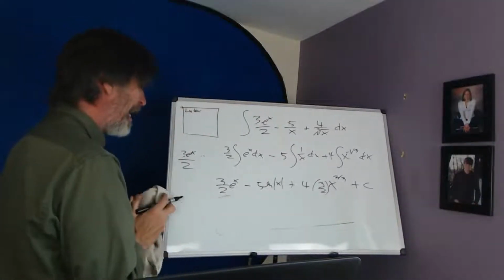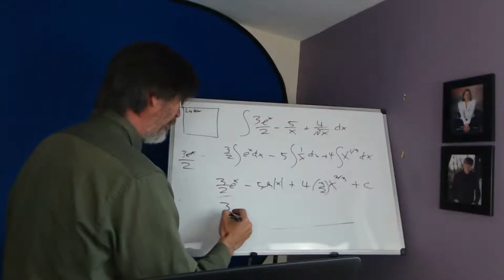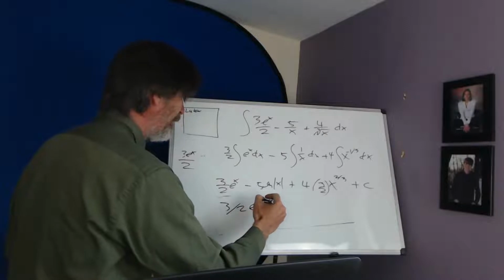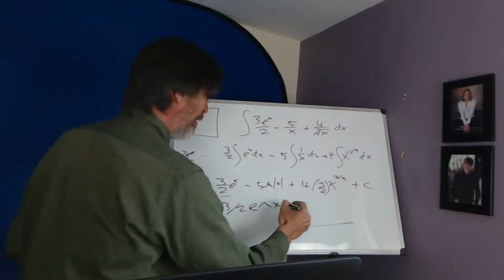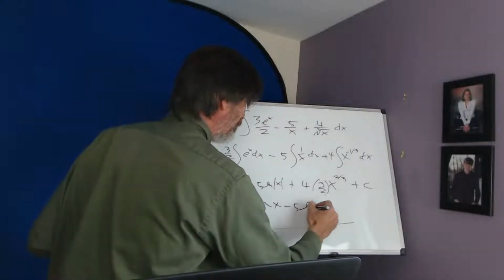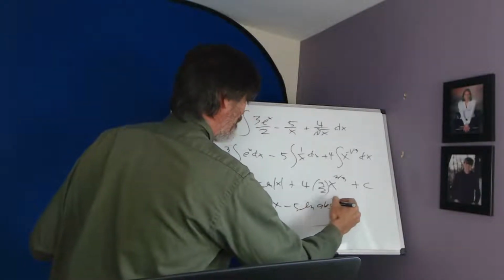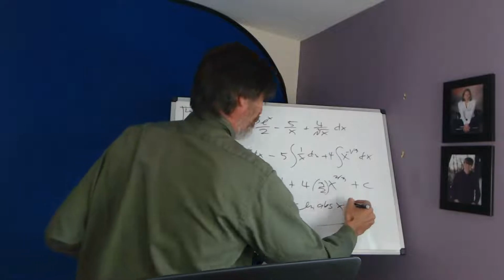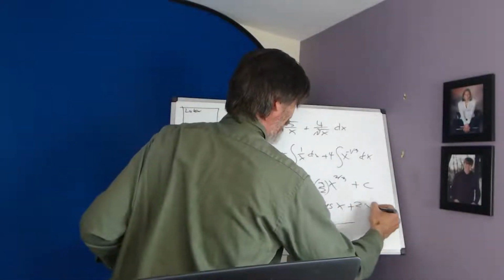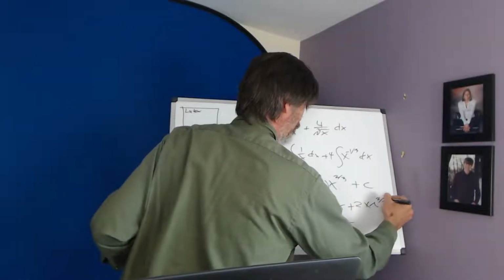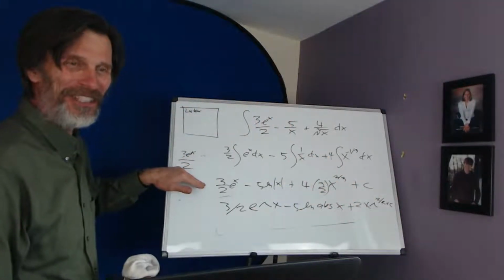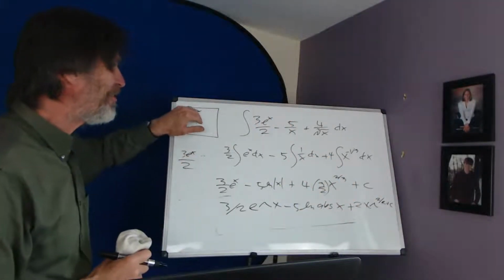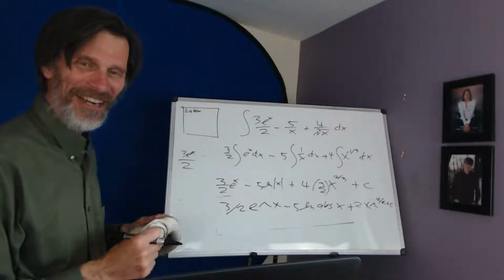And they tried to type in as best they could 3 over 2e^x, without that thing, minus 5 natural log, and maybe they did abs x plus 2x^2 over 3 plus e. That's not what I want. I want it to look like it's supposed to look. So make sure you use that equation editor.